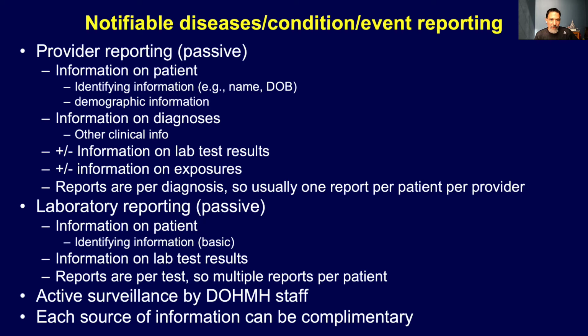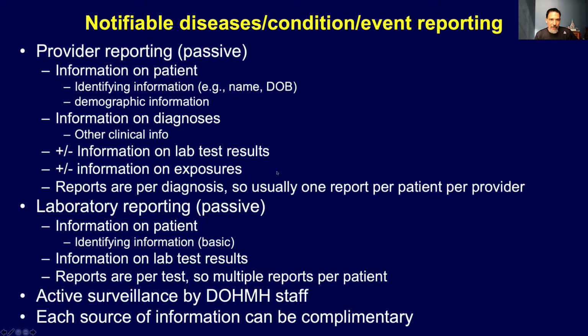So you can think about provider and laboratory reporting in terms of the attributes of surveillance systems that we covered before. They're both passive means of getting information, and you can see the kinds of information that you might get. From providers, you get detailed information on demographics and date of birth and clinical information on symptoms. You may or may not get information on lab test results. They may not be back from the lab by the time the provider is reporting. There may not be any lab tests. And then you may or may not get information on exposures.